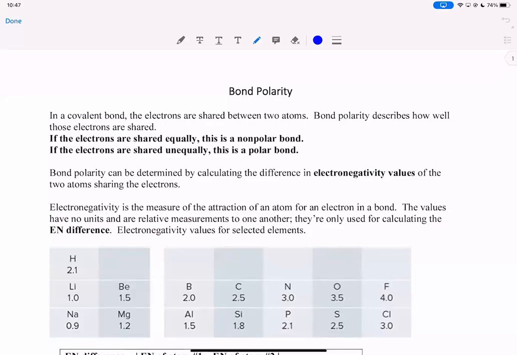The first of today's worksheets. So this is 8.1 lecture worksheets.